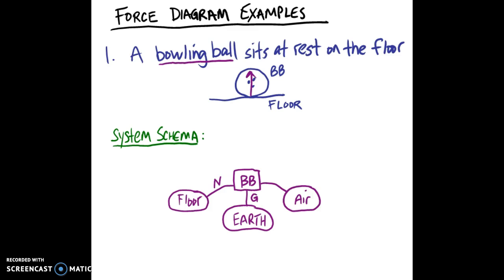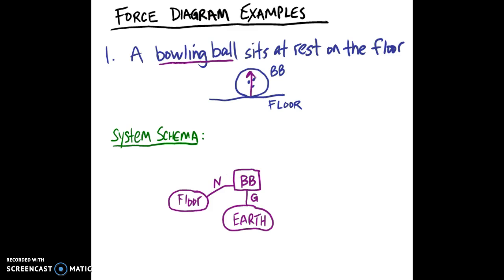Now, the air is in contact with the ball, and the only possible force that could be is the buoyant force. Any object submerged in a fluid will have a buoyant force, but for something like a bowling ball in air, that is a very small force, so we're actually going to ignore that.